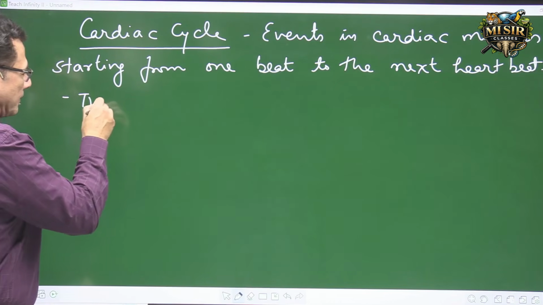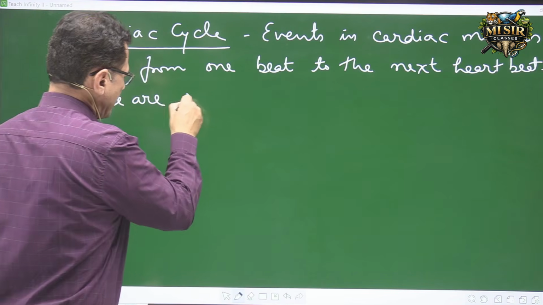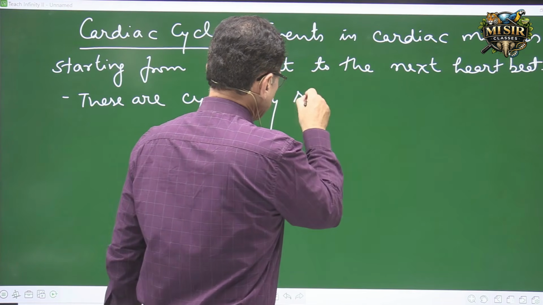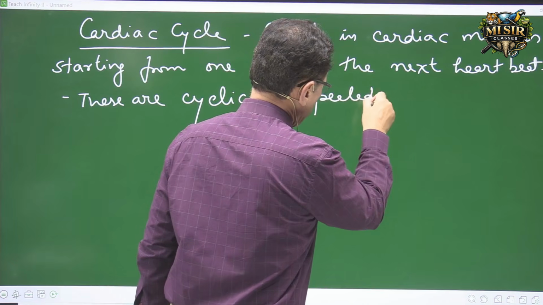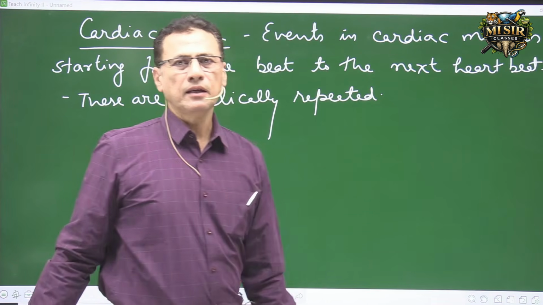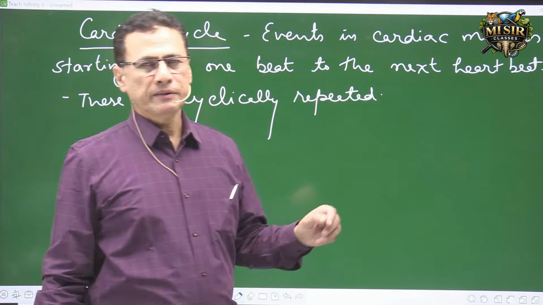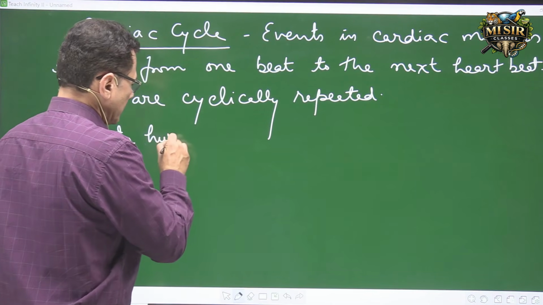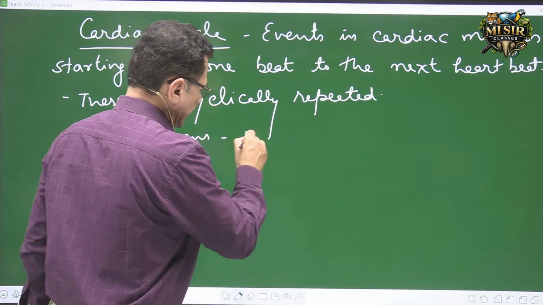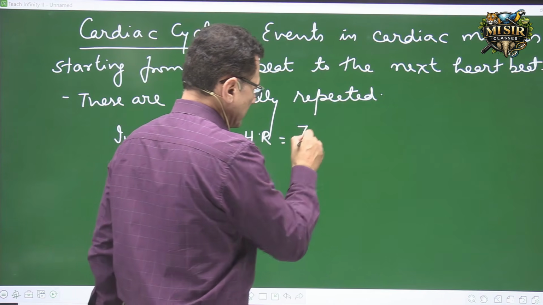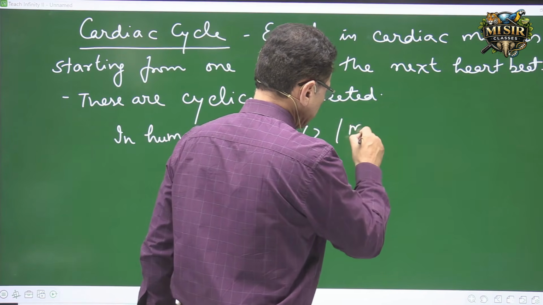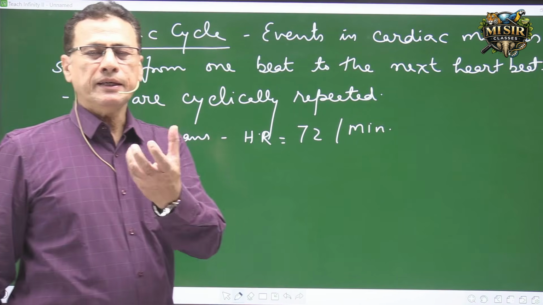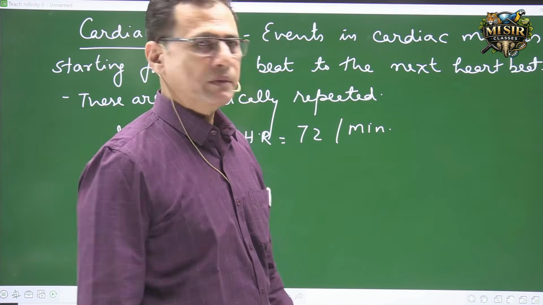These are cyclically repeated. In case of humans, heart rate is around 72 beats per minute. We know that our heart beats at the rate of 72 times per minute.